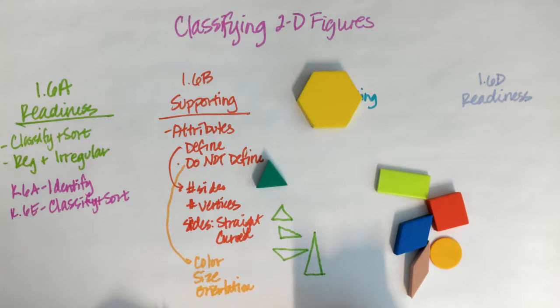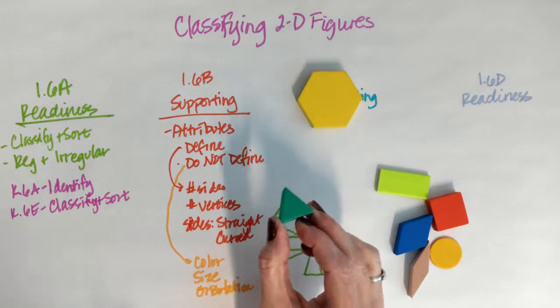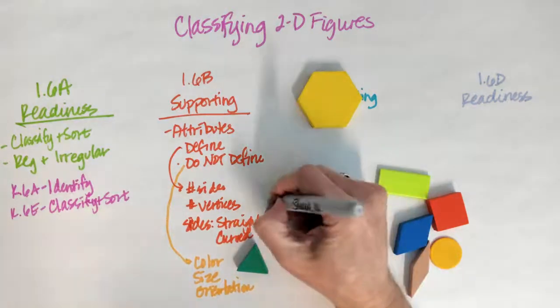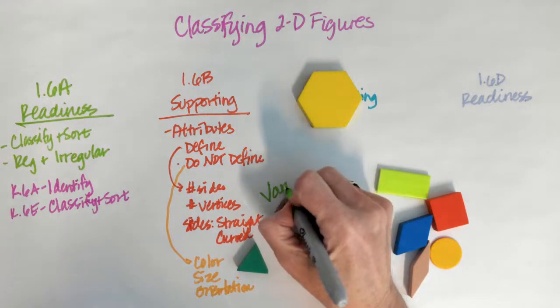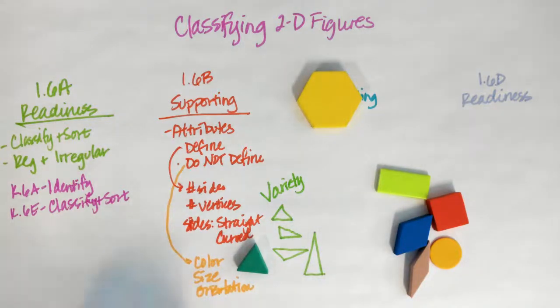So we have to present a variety of figures so that we're not reinforcing this idea that this is the only kind of triangle, and unless it looks like this, it's not a triangle. So make sure there's a variety of sizes and shapes of triangles. Variety is the spice of life. It's the name of the game.